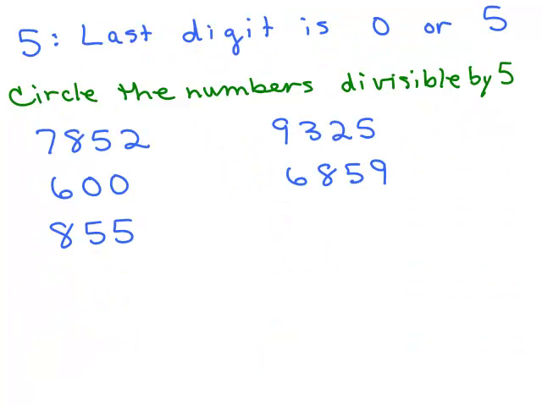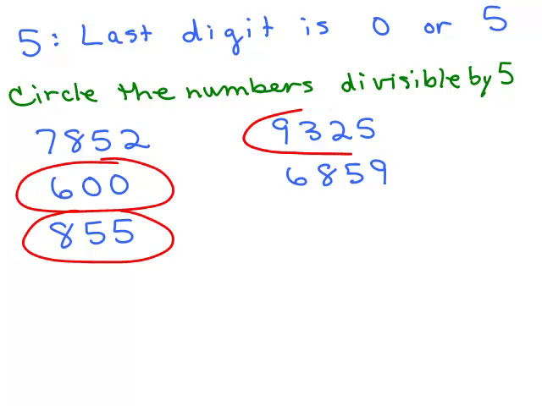The next prime number is 5. So here's the divisibility test for 5. The last digit is 0 or 5. I bet a lot of you knew that as well. So you simply look at the last digit to decide if 5 would go into the number evenly. So here are 5 numbers. Which ones would be divisible by 5? Only the ones that end in 0 or 5. So 600, 855, and 9325.